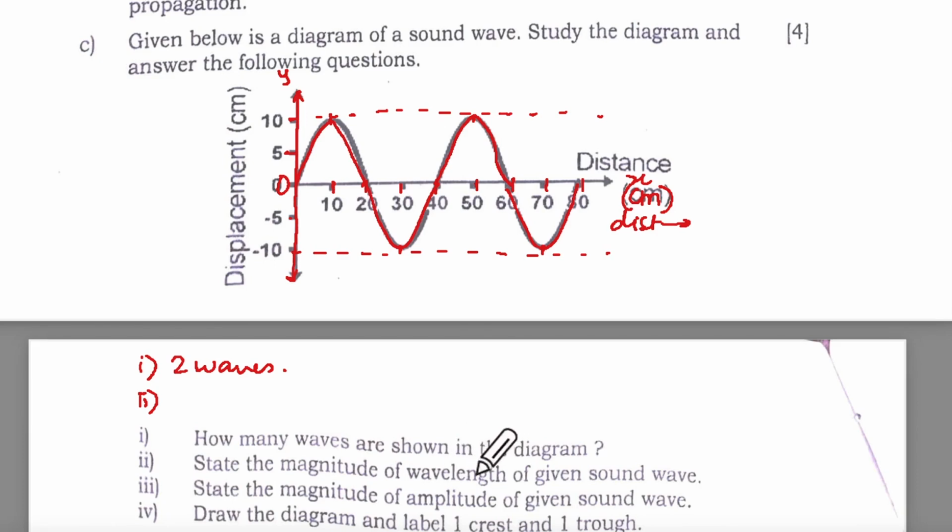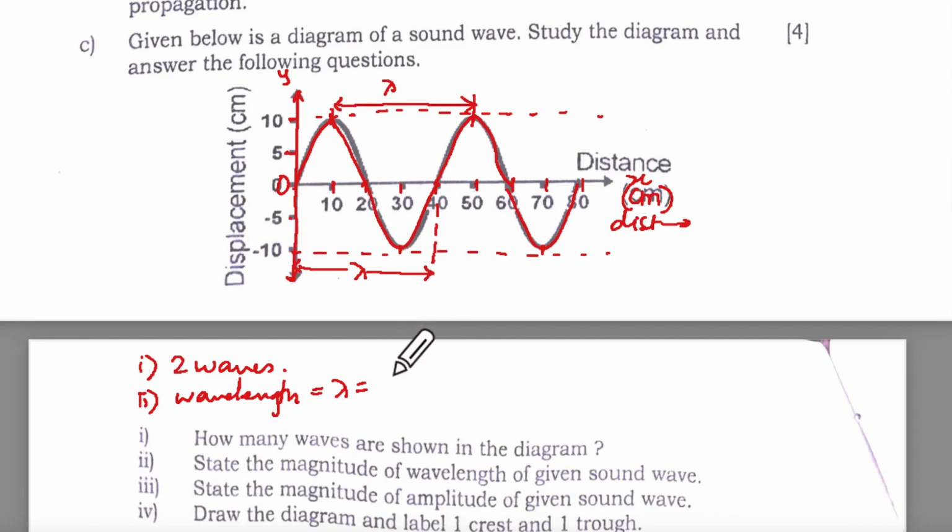State the magnitude of wavelength of the given sound wave. Now they are saying magnitude of wavelength. Write out the word wavelength. Don't write only this symbol. Now the magnitude will be from here to here. Can you see? Show in your diagram from here to here, this is lambda. Of course you could show even from here to here, this will be lambda, but counting will be from 10 to 50, but here it will be from 0 to 40. So how much is it? Tell me. 40 centimeter.